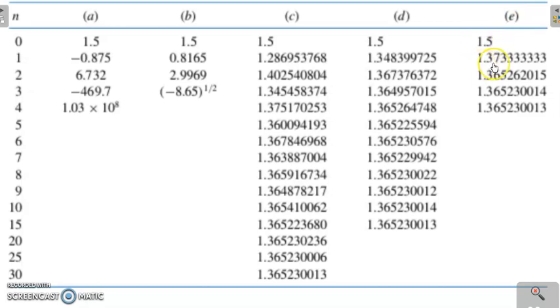On 1.5 we get this value, and after 3-4 iterations we have got the same value over here, so this one is converging very quickly. So the better choice for this equation is option E.